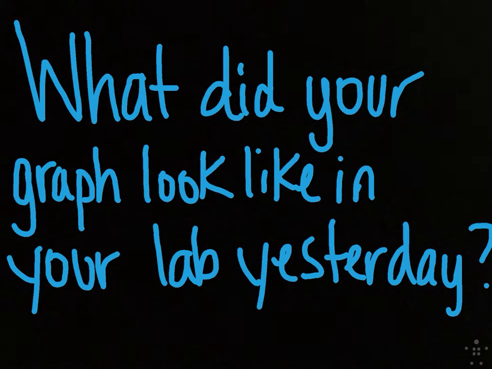Because in that situation, you had a car that was obviously speeding up. If you're going down a ramp, you're going to start slow and end fast. So what did your graph look like? Answer this question, and hopefully if you get it correct, then you're in pretty good shape. If you're not sure, then you need to make sure and study for your Friday quiz tomorrow.